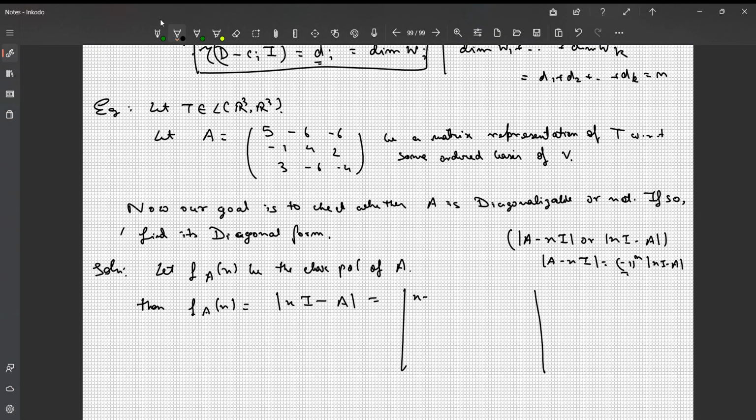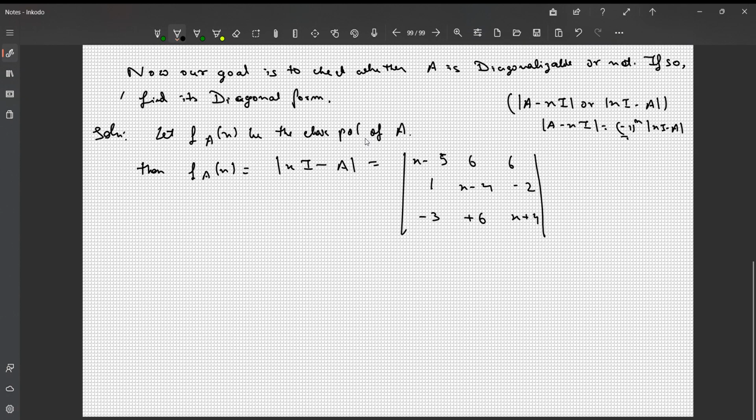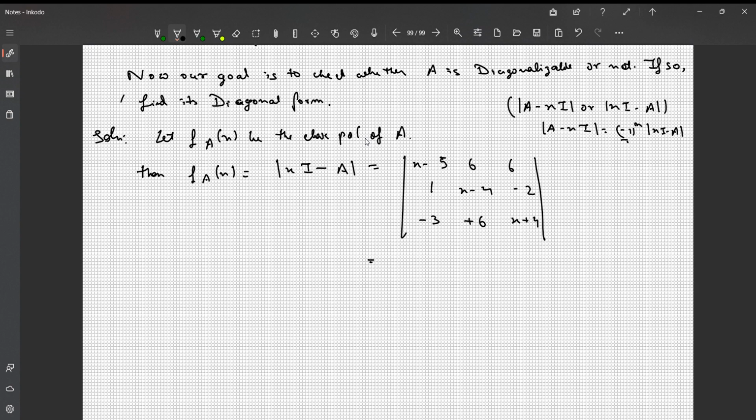So xI minus A is exactly this matrix: x minus 5, then 6, 6; then 1, x minus 4, minus 2; and here minus 3, 6, and x plus 4, right? So this is the matrix you have. Now if you find the determinant of it, I'm not doing that, it comes out to be (x minus 2) whole squared times (x minus 1).